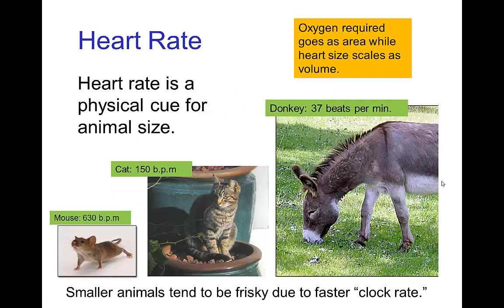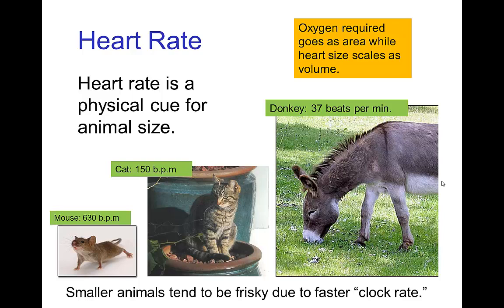Another relation that is similar is the heart rate. The oxygen amount that's required goes as the area of the animal, but the size of the heart scales with the volume. So small animals have relatively small hearts compared to the amount of oxygen that needs to be pumped in their body. So a mouse has a rapid pulse of over 600 beats per minute, and a large animal like a donkey only about 37 beats per minute.